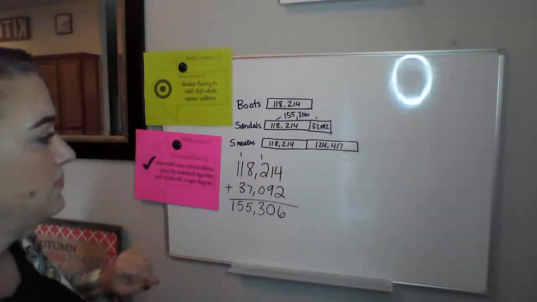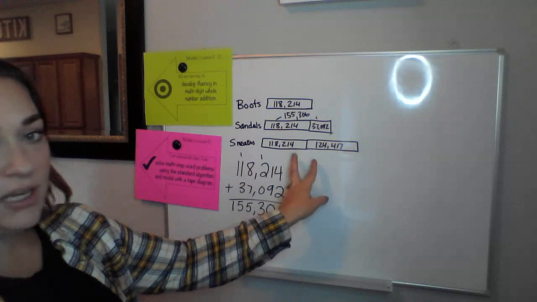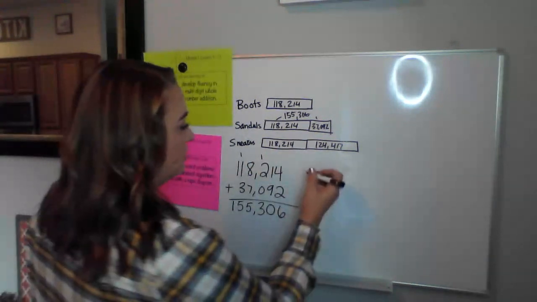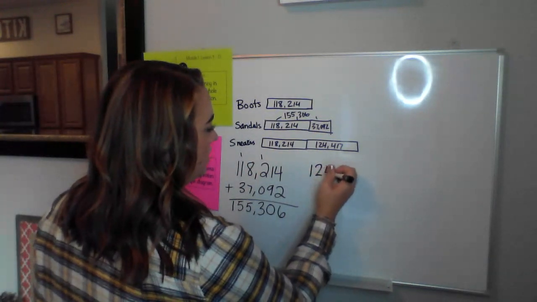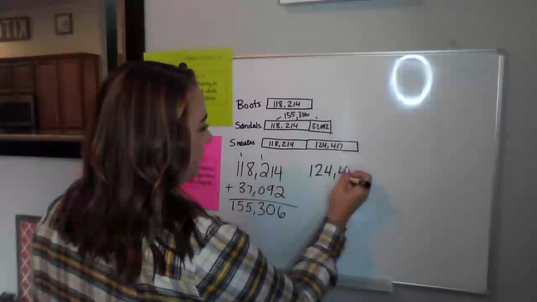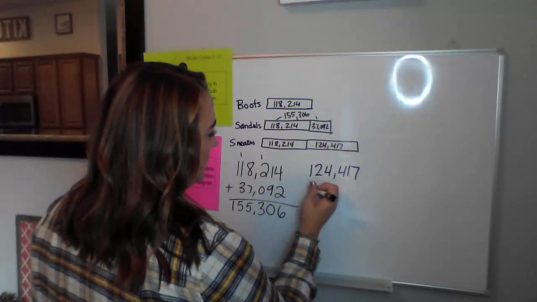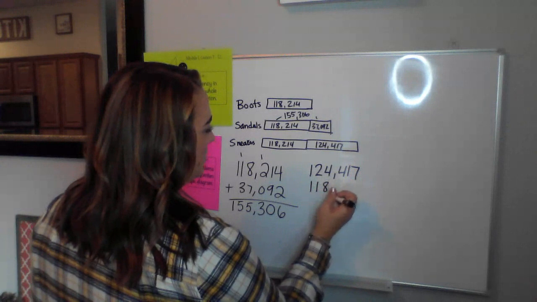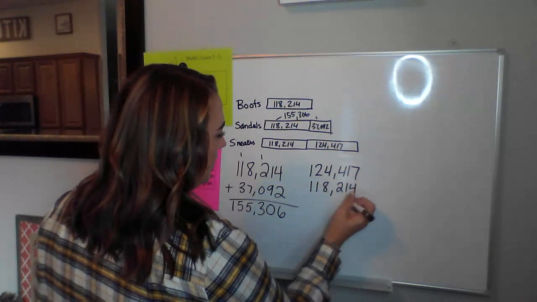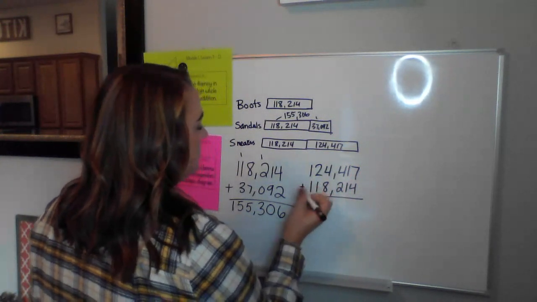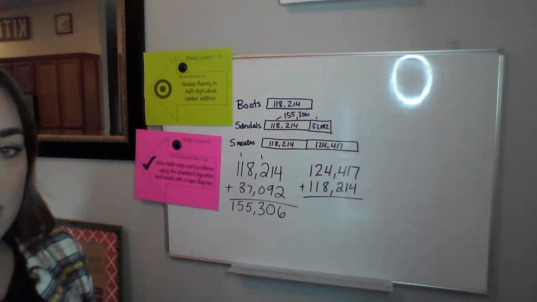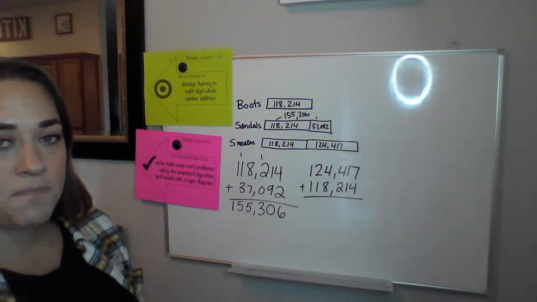So that's our next step. I'm going to add these two together to get my total amount of sneakers. 124,417. And you could totally be doing this with me on your own whiteboard or paper, double checking your work as we go.